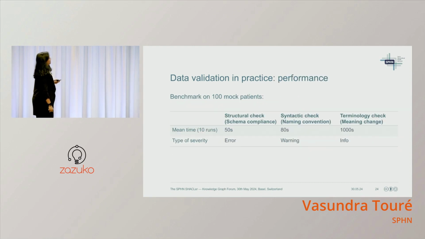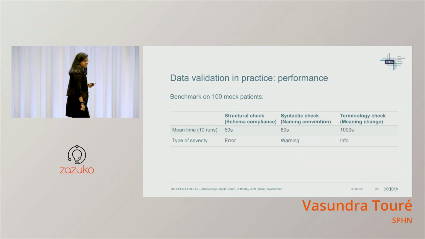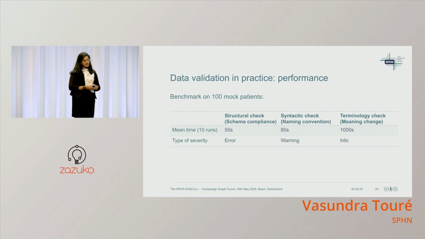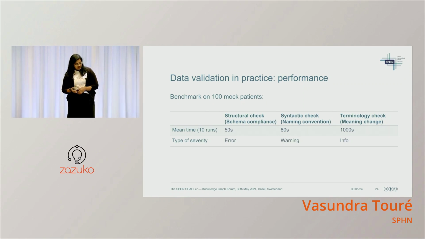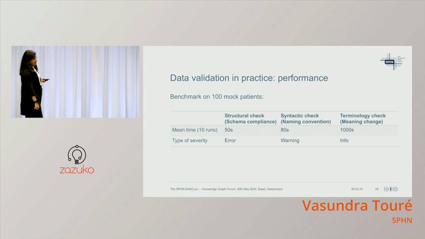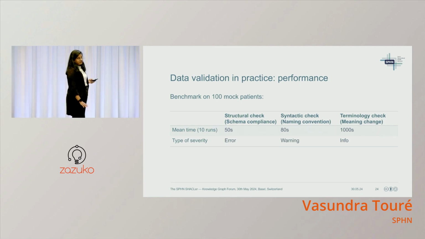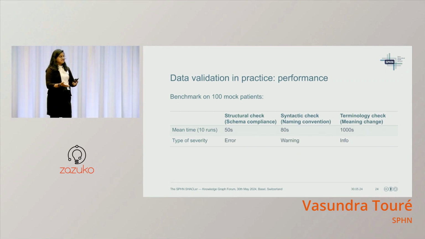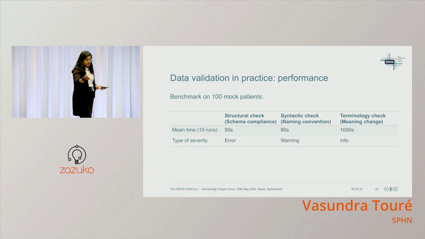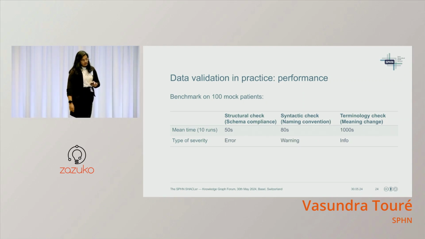performances. So we are actually doing a benchmark on how the different checks perform. This is an example with 100 mock patients where we checked the runtime for structural checks, syntactic checks, and terminology checks. You can see that our structural checks, which basically lead to errors, are quite quick to run. This is most likely due to the fact that the structural checks are basically going through the patient RDF file, which is in the order of megabytes, and it doesn't do fancy stuff. It just checks, okay, are the cardinalities compliant? Are the ranges compliant for this specific property? So this would be quite quick.